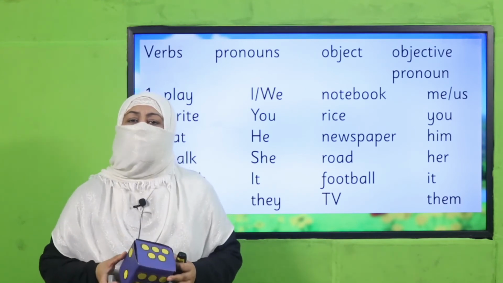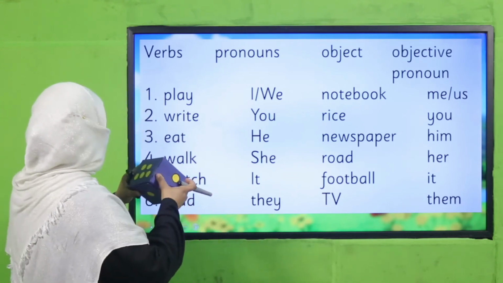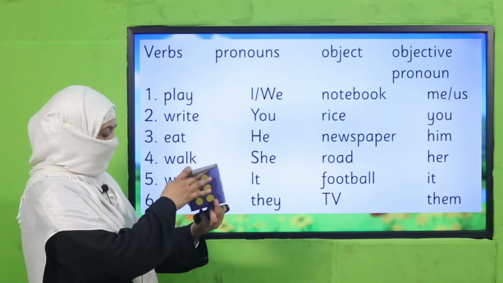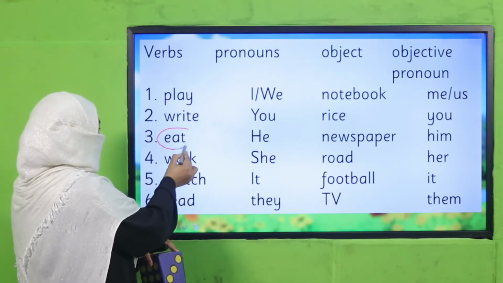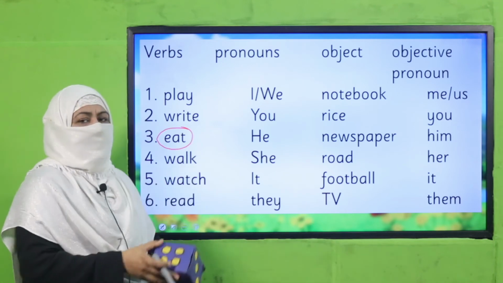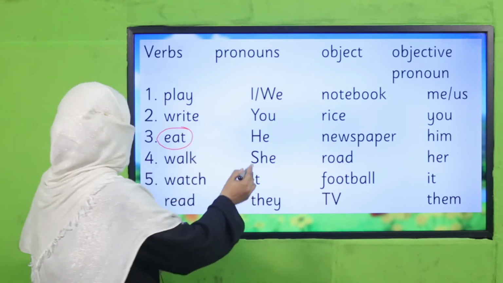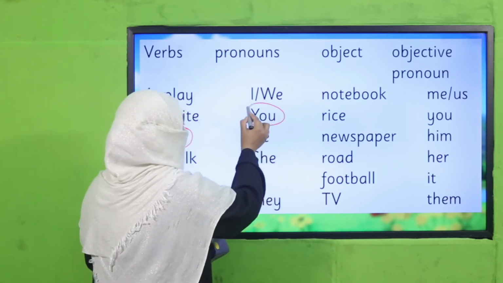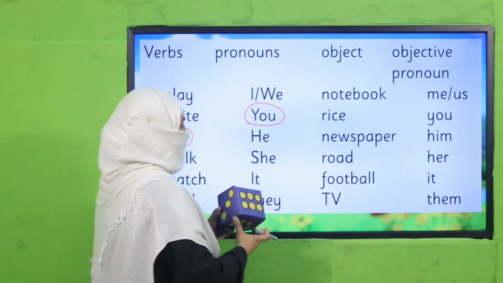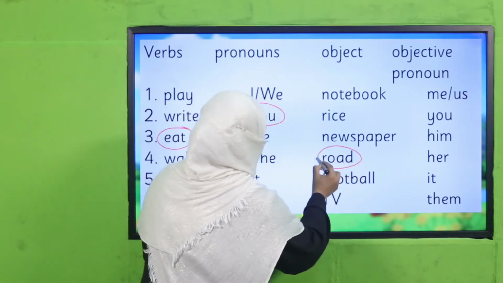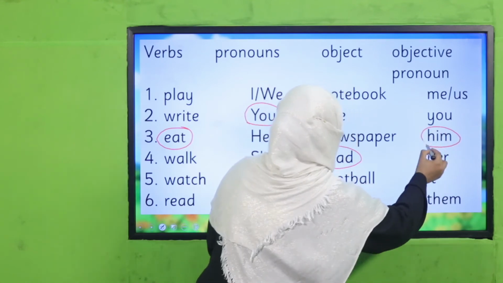You will roll it for the first time for the verb. For example, if you roll it for the first time and there comes 3, it means the number 3 word. The second time we roll it and it comes, for example, 2. So, you. The third time we roll it and it becomes road. Okay. And it becomes him.